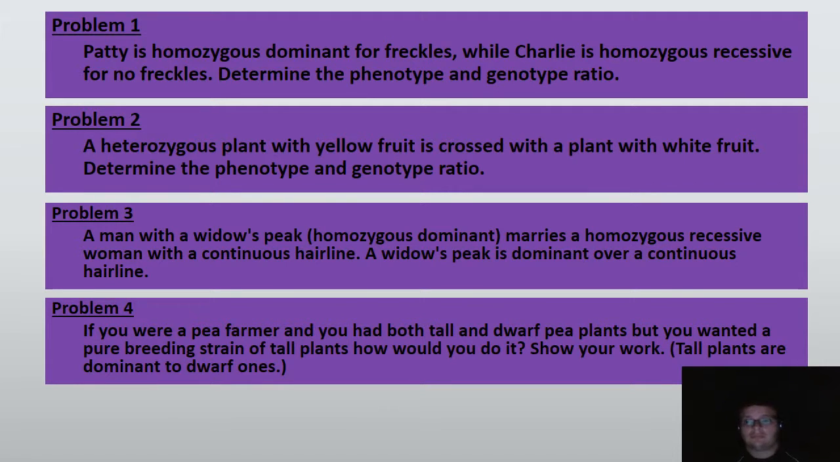So here are some problems. Why don't you pause here, work through these problems. We'll look at them in class to see if you get them done.